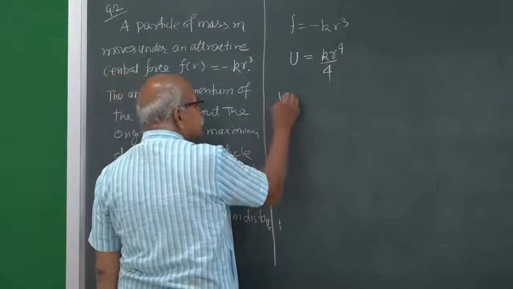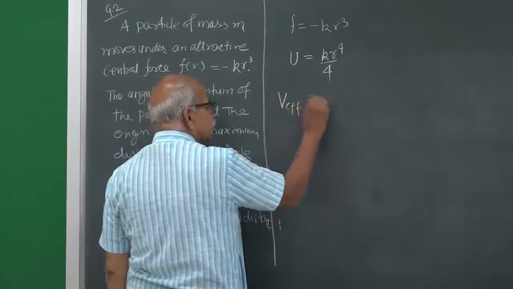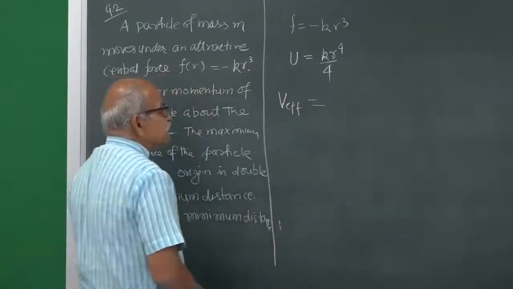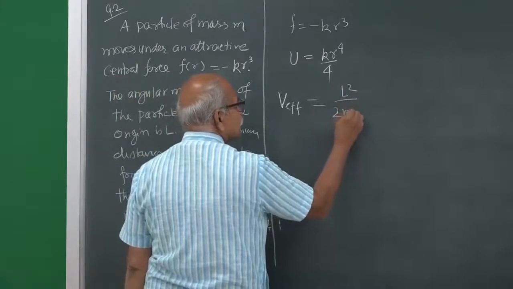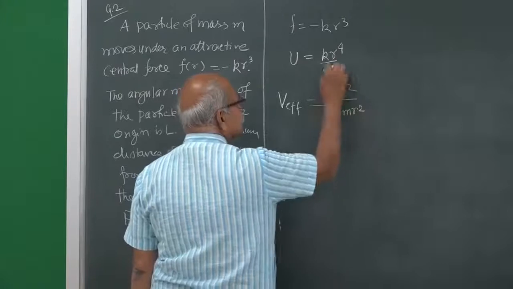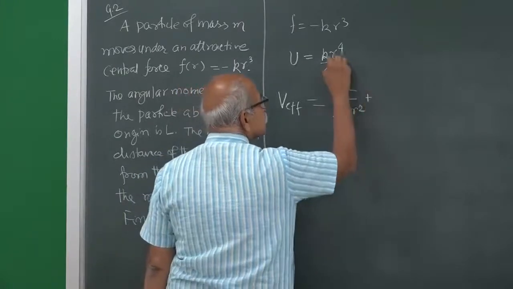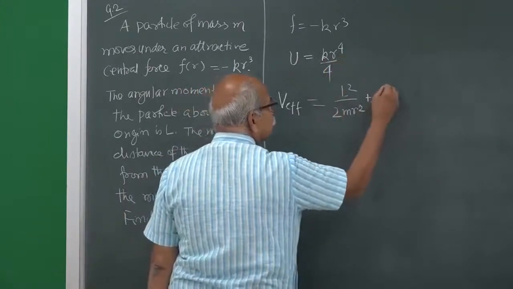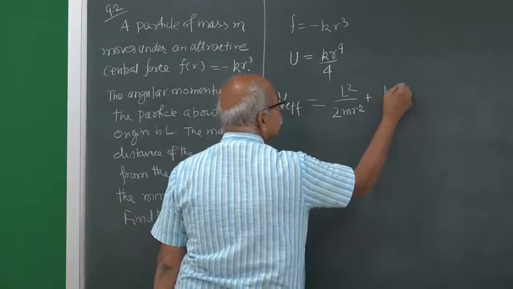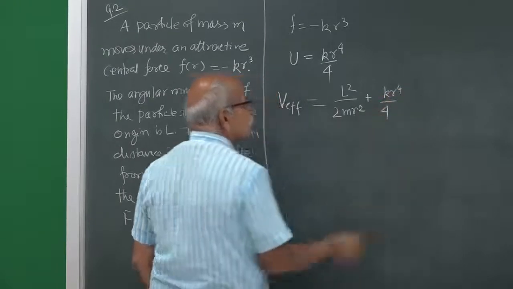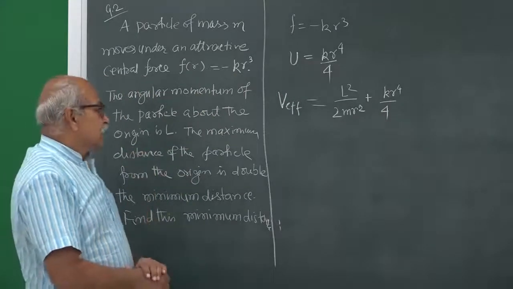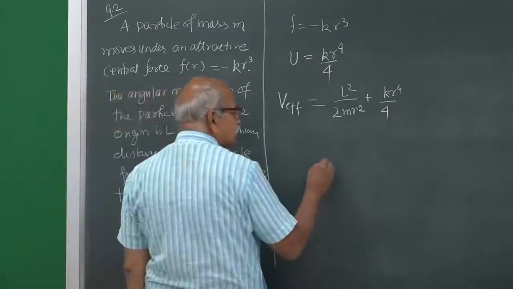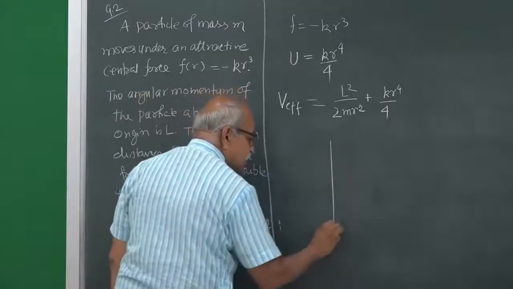What is V effective? We have used this terminology. V effective is L square by 2 m r square, and then the actual potential energy, which is plus k r to the power 4 by 4. This is the effective potential energy. And if we draw the potential energy, how will it look?